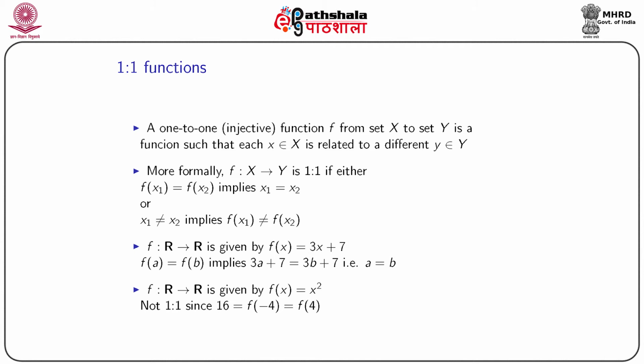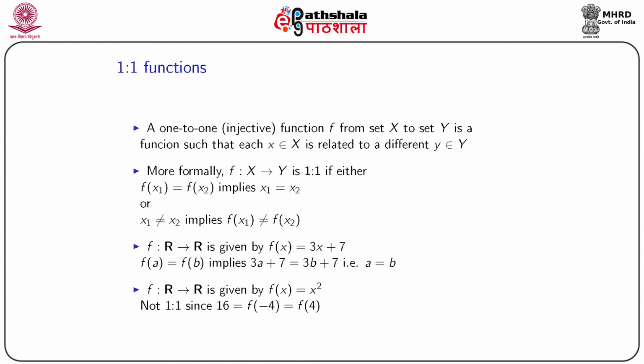Let us consider the example f(x) equals 3x plus 7. This is an equation of a straight line, a simple equation. And here we are mapping from the real line to the real line. That means given the input x, which are all real-valued numbers, we will be getting the output f(x), all real-valued numbers.